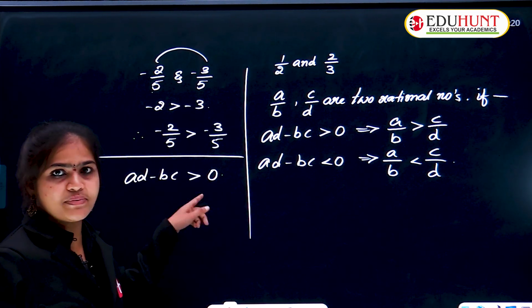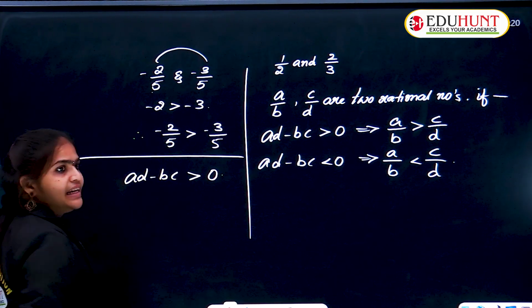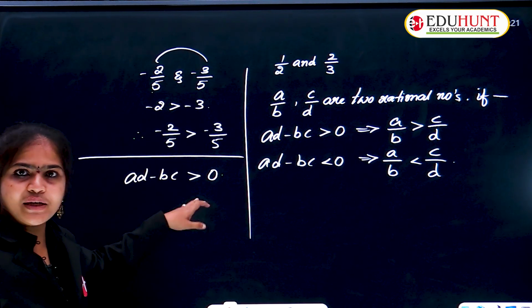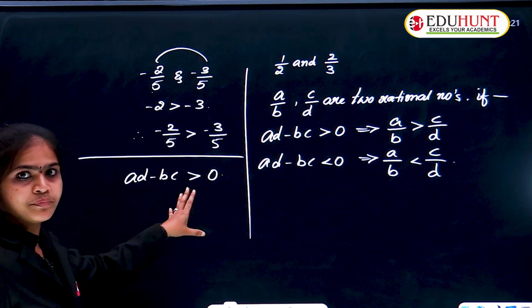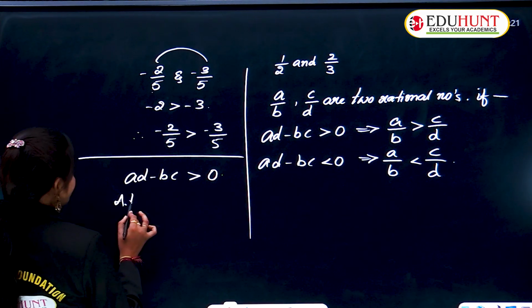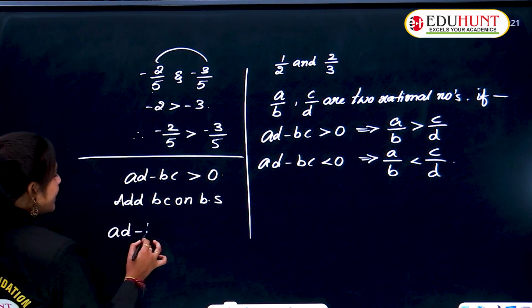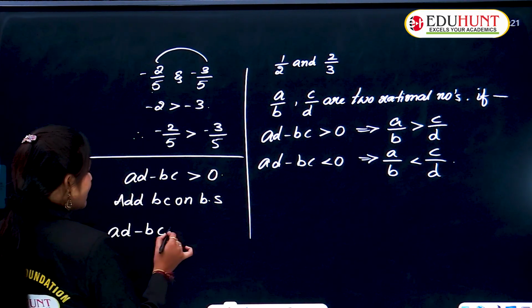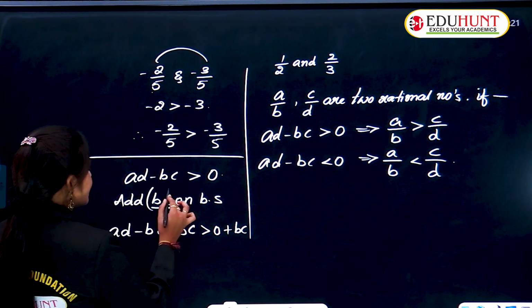Actually, in simple equations we will learn about this one. Here, this is an inequality sign, no? Less than, greater than, all those we will consider as inequality signs. On the left side of the inequality sign we have minus BC, plus AD. Now add BC on both sides. AD minus BC plus BC is greater than 0 plus BC. Why? Because we add BC on both sides.